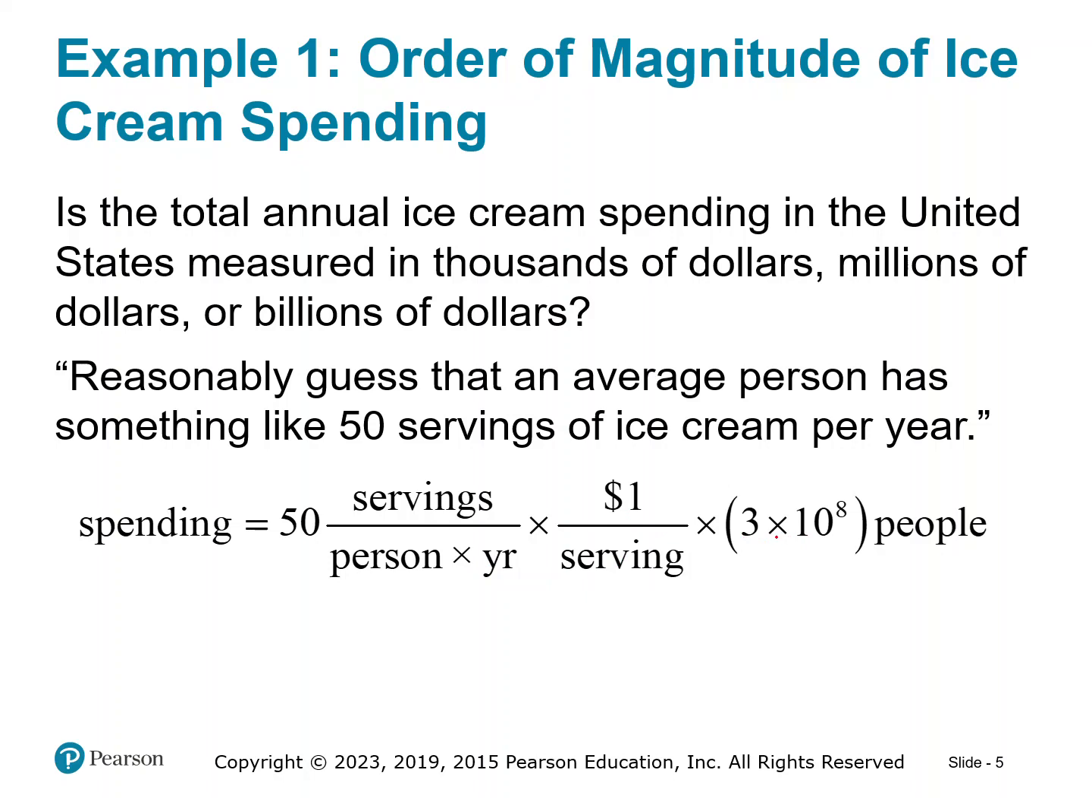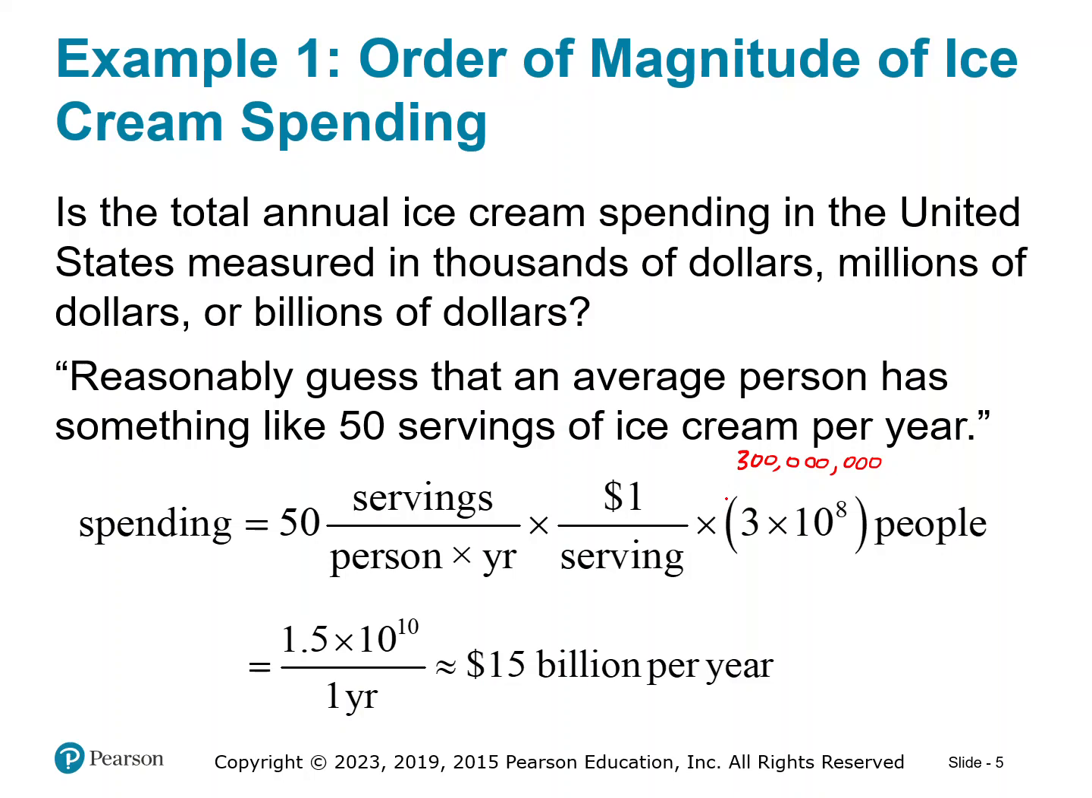And 300 million people. That's 3 times 10 to the 8th. So that's a 3, then 1, 2, 3, 4, 5, 6, 7, 8. And when we multiply these all out, we'll take 50 times 3, which is 150. And we'll still have the 10 to the 8th. But this 150 will bring it back 2 places, so now we have 1.5 times 10 to the second power.